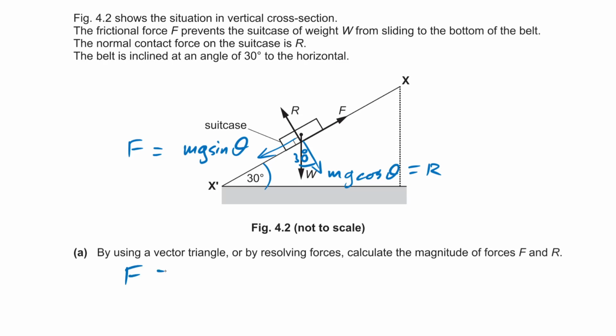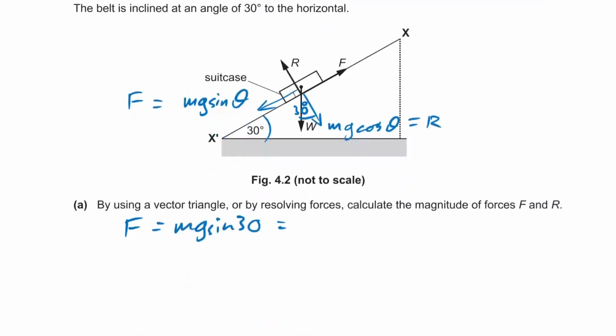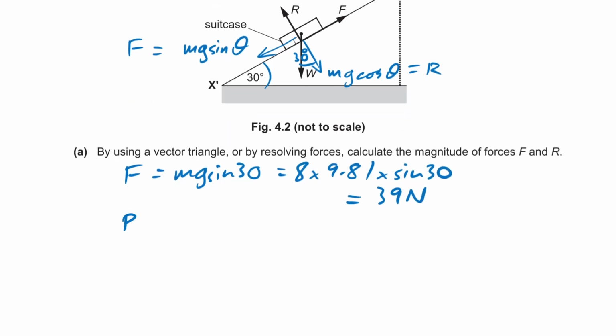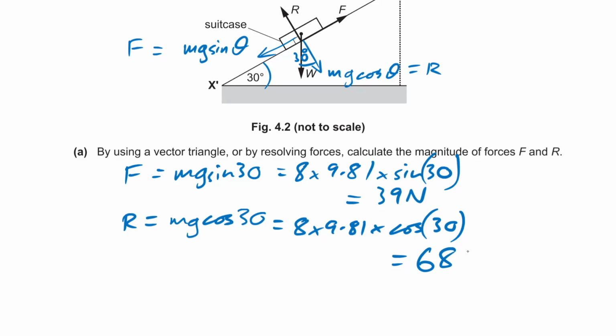So therefore, we're going to say F is equal to mg sine theta. So that is, how heavy was it? 8 kilograms. 8 times 9.81 times sine 30. That gives us, to 2 sig figs, 39. And then R is similarly that, but cos 30. So 8 times 9.81 times cos 30, and it gives us 68 newtons.